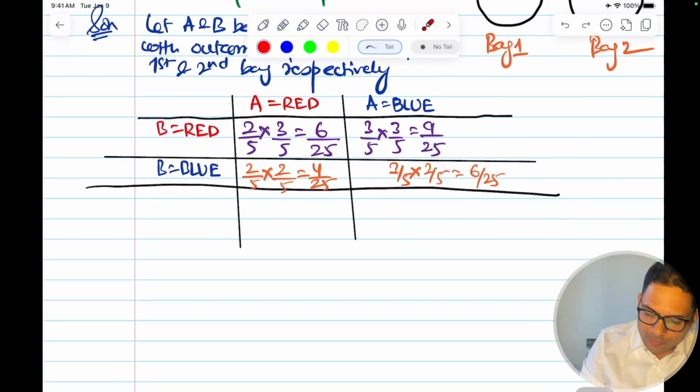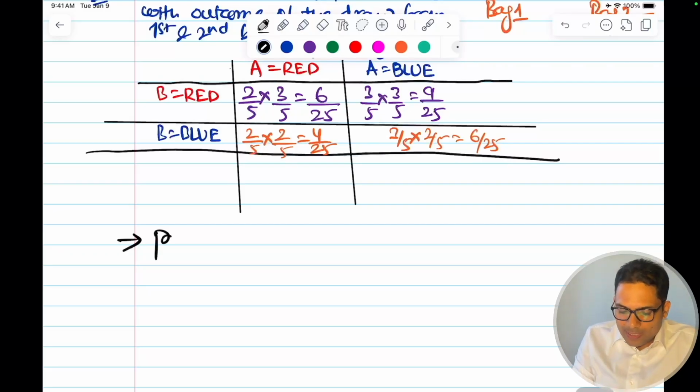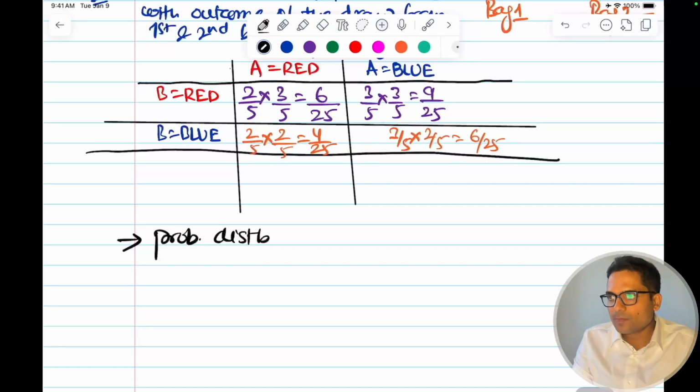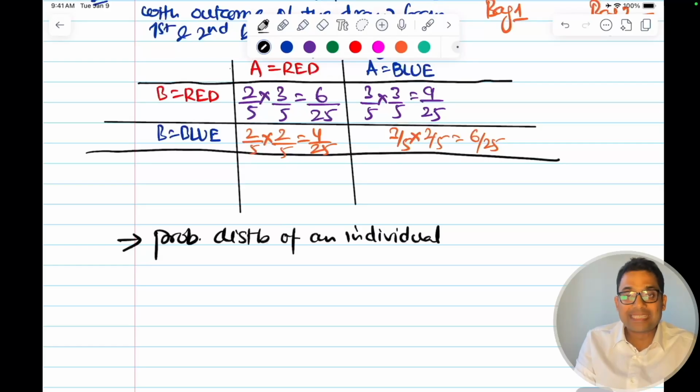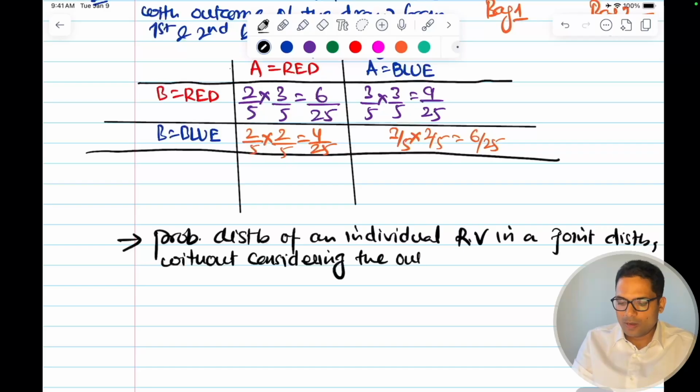So let me formally write it. What does this mean? Marginal distribution means the probability distribution of an individual random variable in a joint distribution, that is, without considering the outcomes of the other variable.